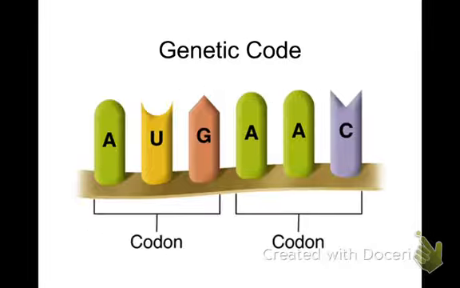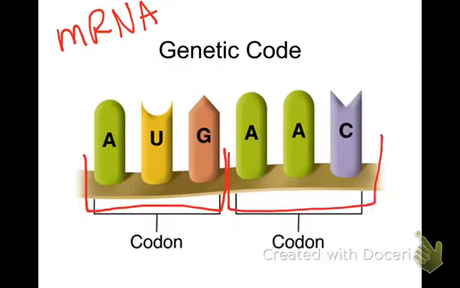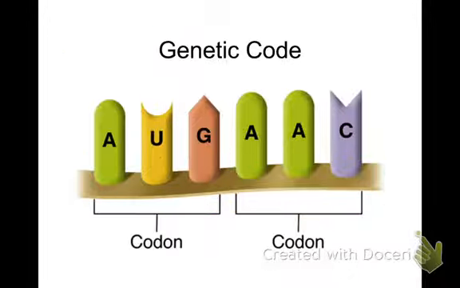So here's a picture of our genetic code. This is our piece of mRNA, and we have 6 spaces here. So this is our mRNA, and the first 3 here, this is a codon. The second 3 is another codon. So the first codon we have here is AUG. The second codon is AAC. There's a special chart that we can look up to see what AUG and AAC translate to.